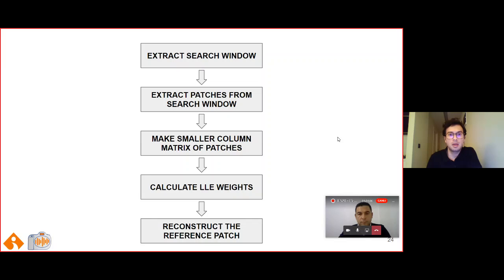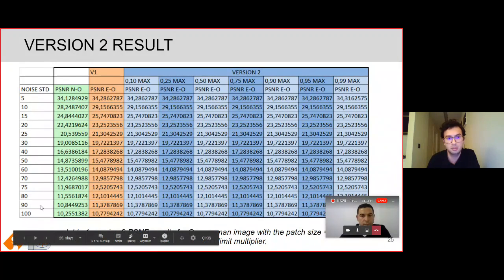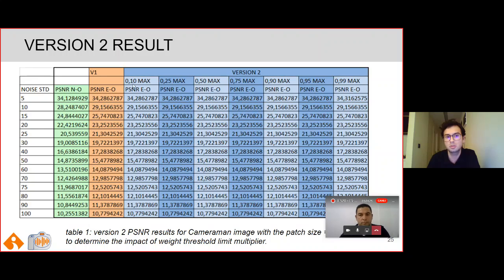And again, I shared a table about that. On the left-hand side you can see the noise standard deviations and the PSNR value between the noisy one and the original one, the version 1 results, and the blue columns are representing the version 2 results. As you can see, we are using different values for the thresholding multipliers, and there is no very huge improvement in the PSNR values. These are the same, because these thresholding multipliers cannot eliminate any patch because of the similarity.